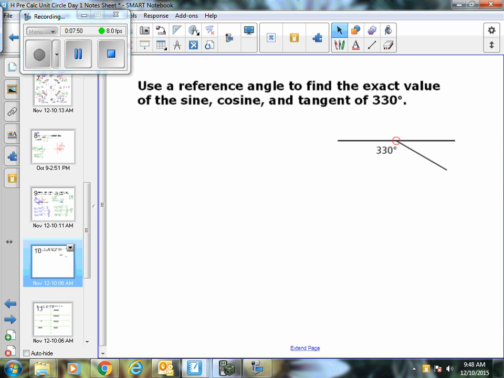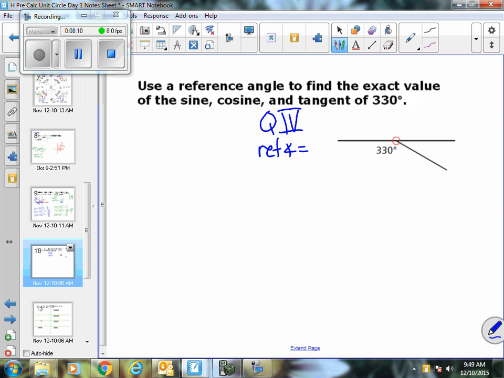I'm going to argue that this one's pretty darn similar to the last one. Let's see if you can figure out why. So I want you to find sine, cosine, and tangent of the angle 330. So our two questions to ask ourselves, quadrant and reference angle. So what quadrant is 330 in? Well, that would be quadrant 4.